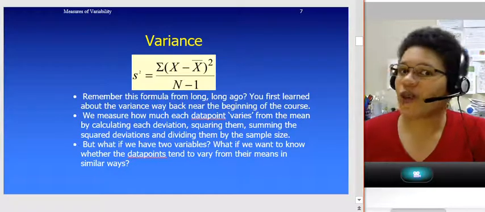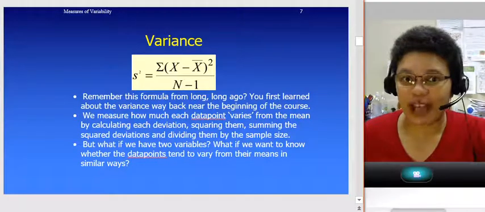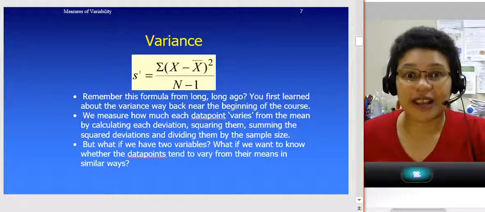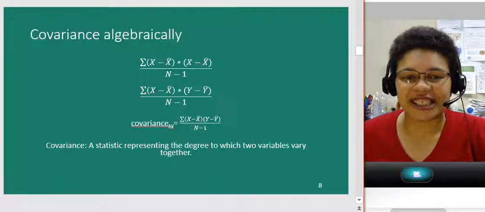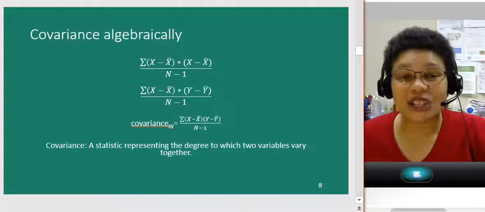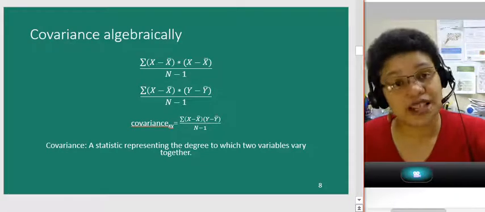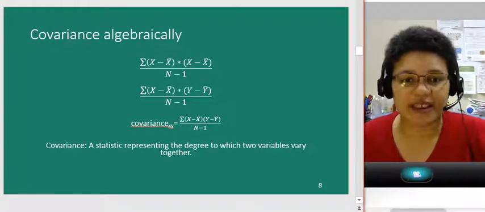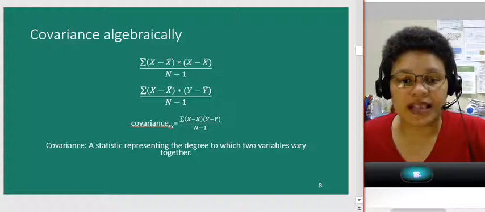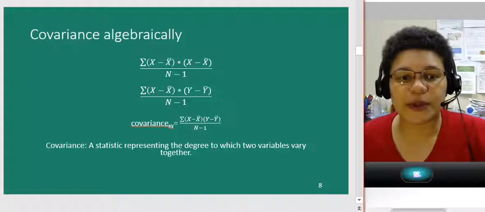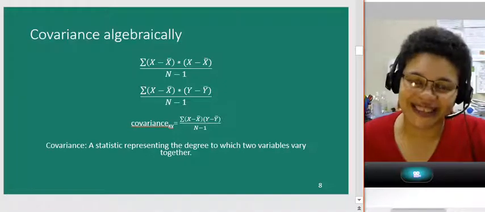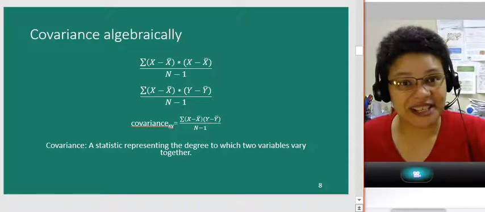But what if we have two variables, right? We're talking about x and y. We're talking about amount of red meat and heart effort. Then we get what's called covariance. Okay, and then you have the distance not only from the mean of x, but also the mean of y. And you see that in our formula, the second and third formula show the formula for covariance. Covariance is a statistic representing the degree to which two variables vary together. How much they covary. Makes sense?